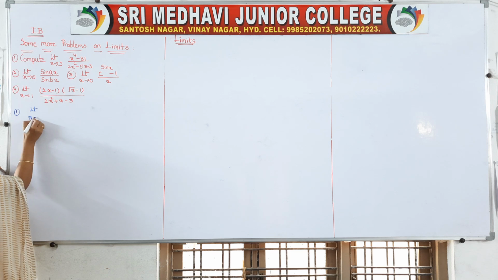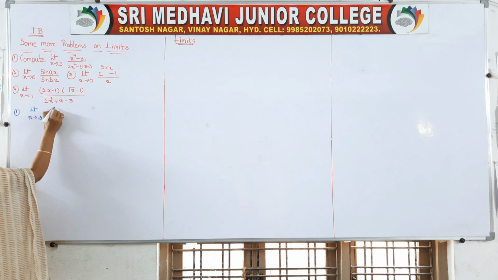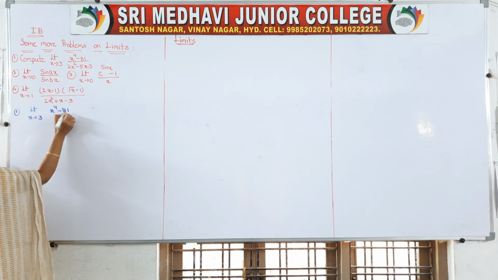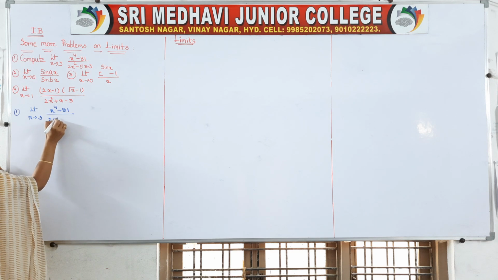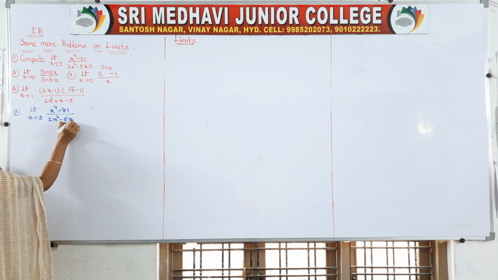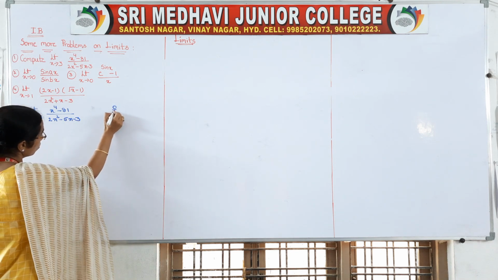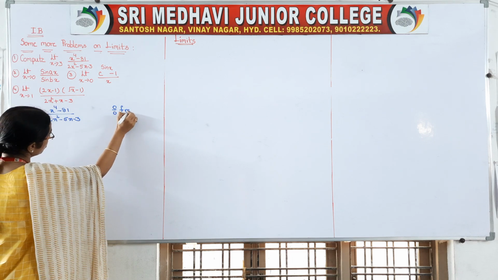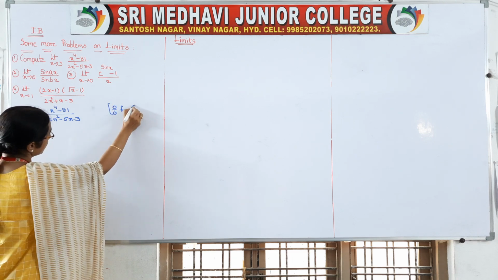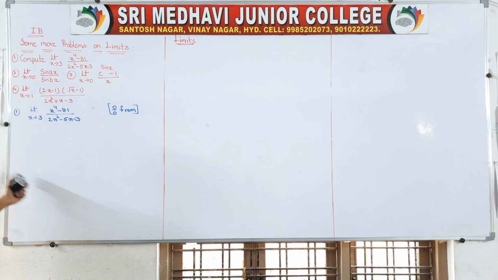So the first question: limit x tends to 3, (x to the power of 4 minus 81) by (2x square minus 5x minus 3). So this is 0 by 0 form, isn't it? If we substitute directly, it is 0 by 0 form. Whenever it is 0 by 0 form, what I said, go for factorization. Factorize the numerator and denominator, cancel some common terms, then substitute the value.